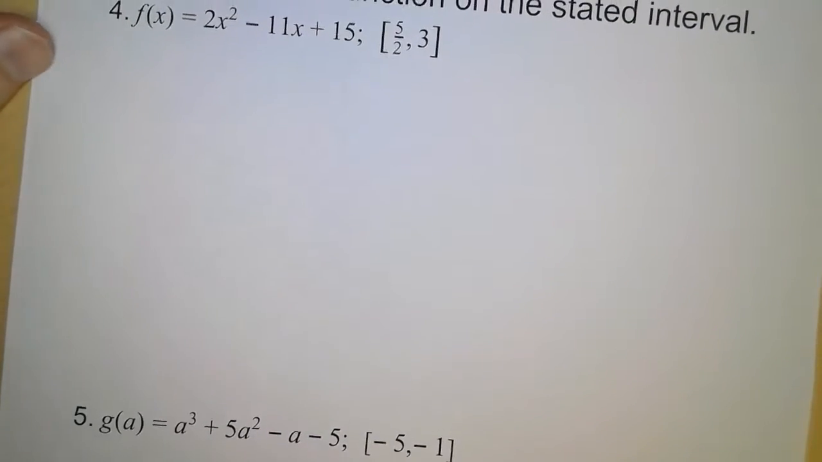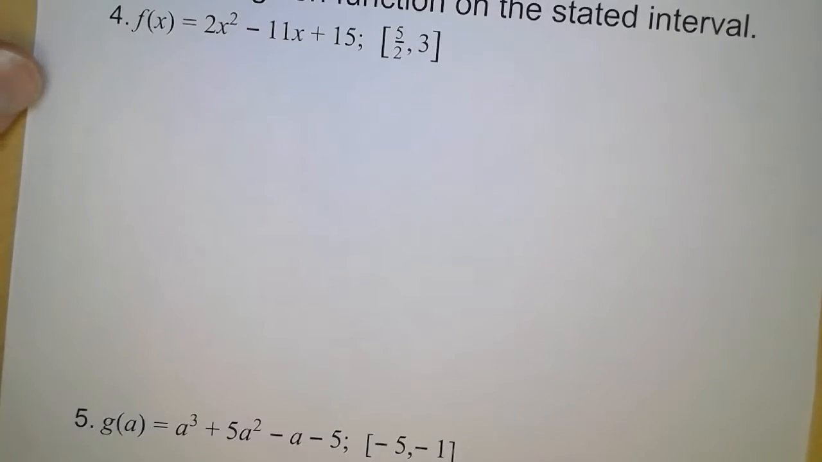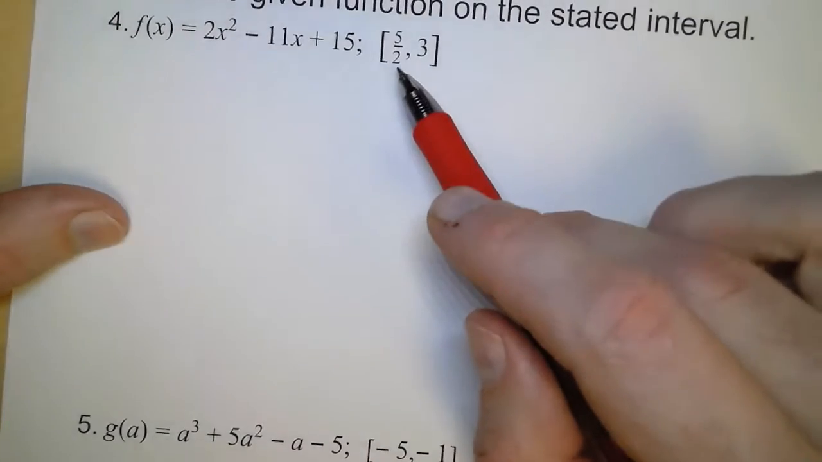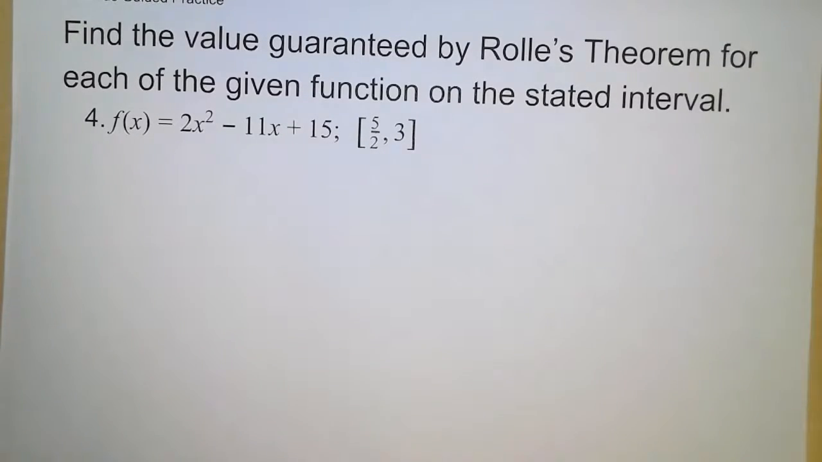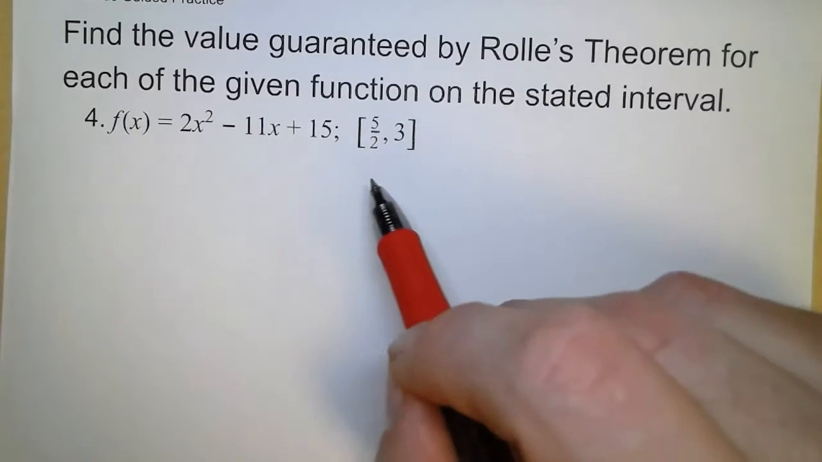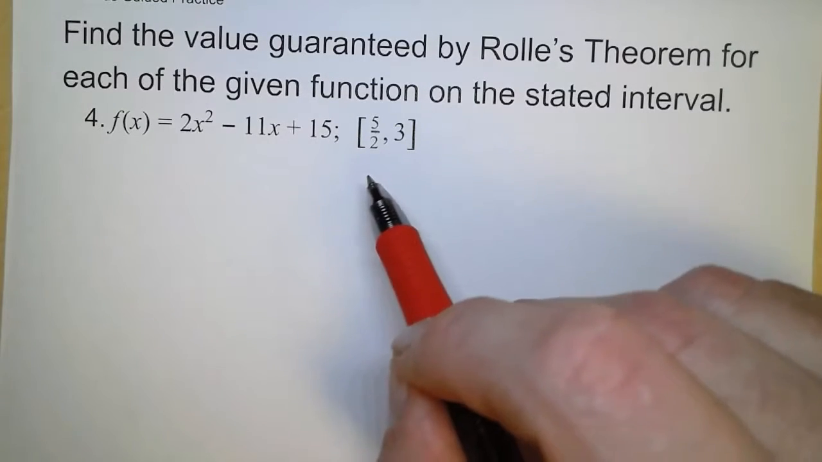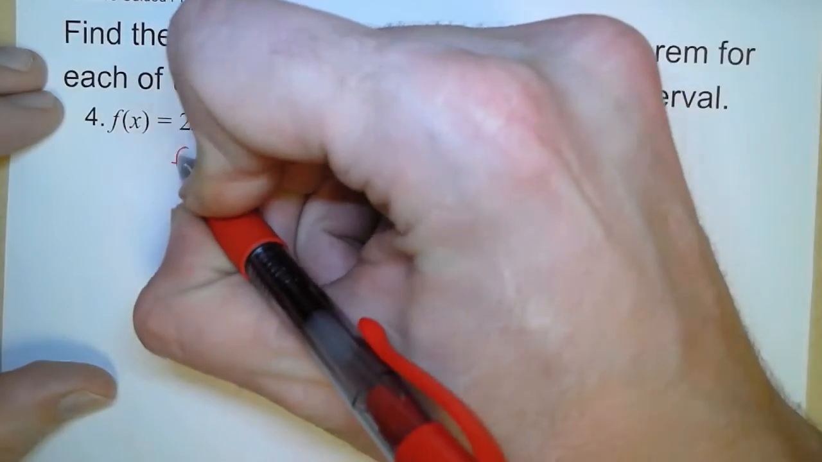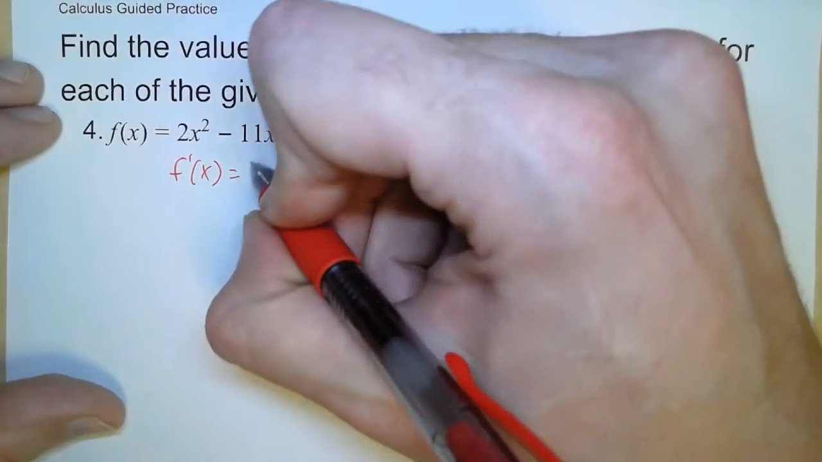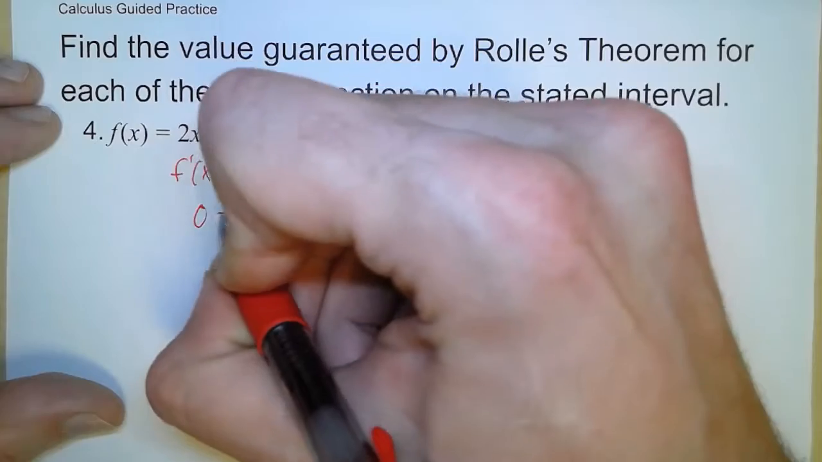So here, for this one, Rolle's theorem does apply. And if you want to check it yourself, you can, in that if you plug in 5/2 and 3, you get the same y values for those endpoints. So what we're going to do is ask where on this interval the slope is equal to 0. So we find f prime. f prime is going to equal 4x minus 11, and we set that equal to 0.